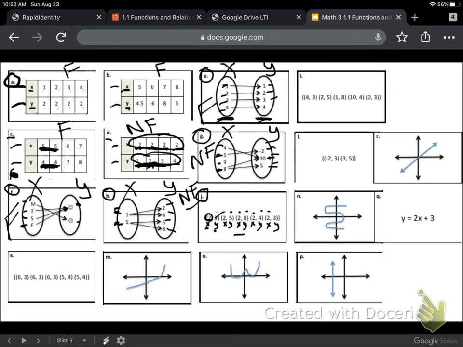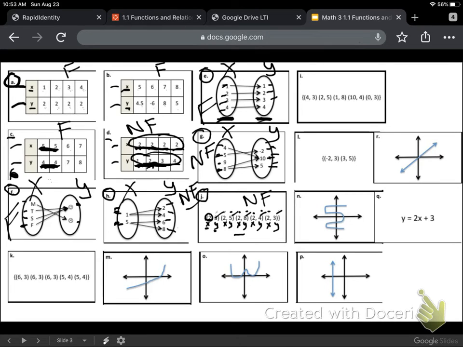I have it going to a 3, a 5, an 8, a 4, and a 3. So I have that 2 going to 5 different numbers. But to be a function, that 2 can only go to one number. Therefore, this is not a function.